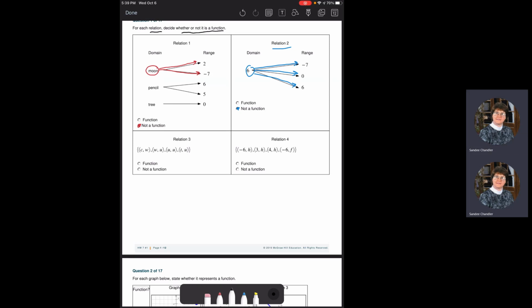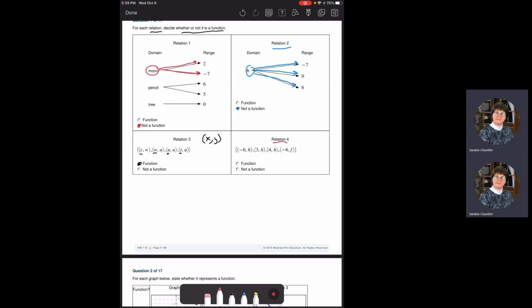Relation 3, you basically don't want any duplicates in your x's, because that means it's trying to map to something more than once. In relation 3, each of our x's, remember it's x, y in an ordered pair. So each of our x's are different, so this is a function.